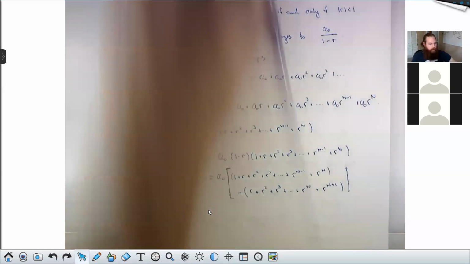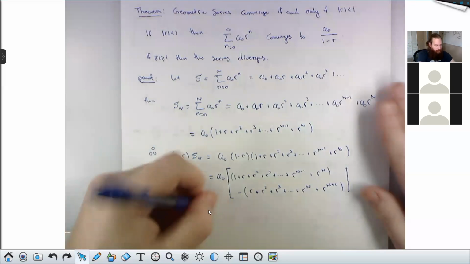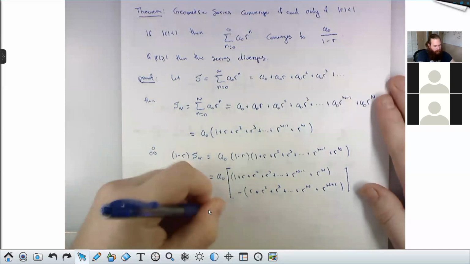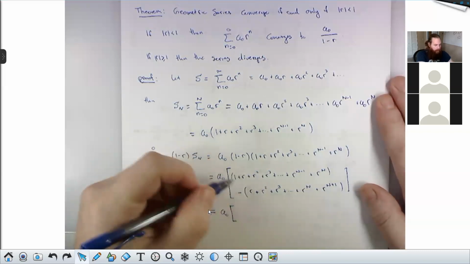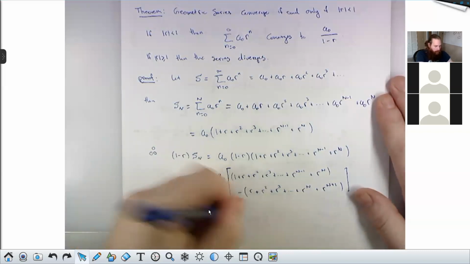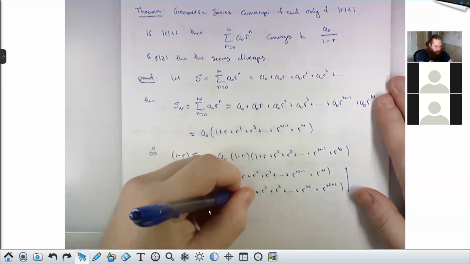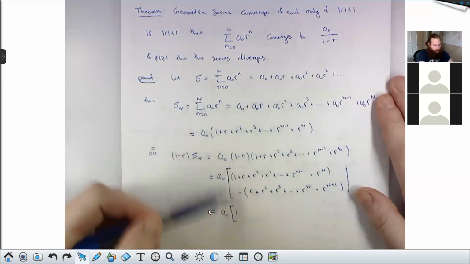Now I distribute the negative and cancel any terms that cancel. The A naught is still out front. And then inside here, I've got 1 and then plus R minus R. Everybody see that? This 1 is this one. And then I've got a plus R here. And when I distribute this negative, I'll have a minus R.